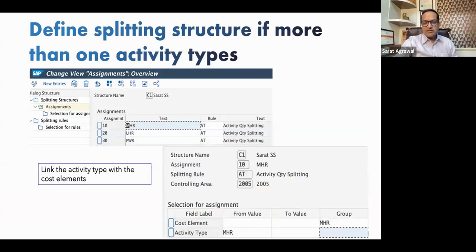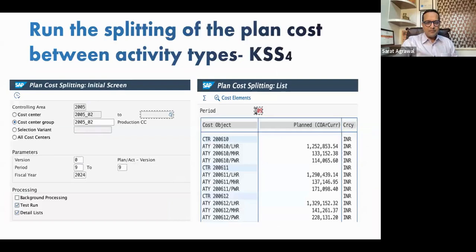And then we need to define something called a splitting structure, as I have explained. This structure basically links the activity type with the cost element or the GL accounts. After that, we need to run the splitting. And here you can see the combination of cost center and activity type gets the right cost of the GL and cost centers. So this is how the splitting of the cost is properly done.